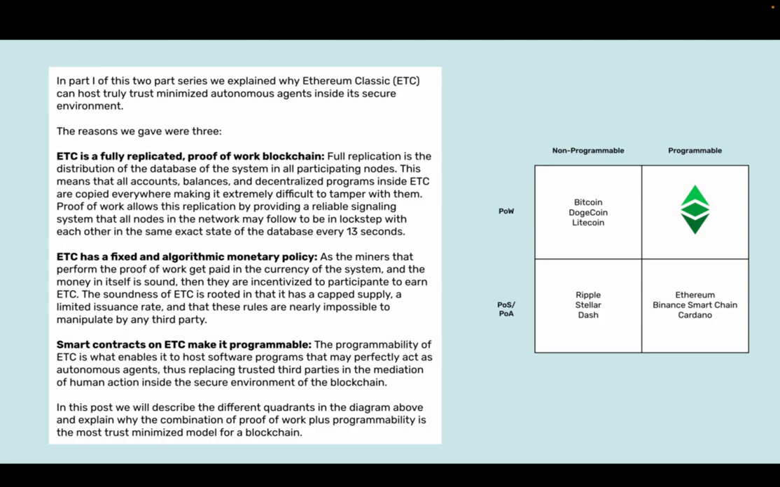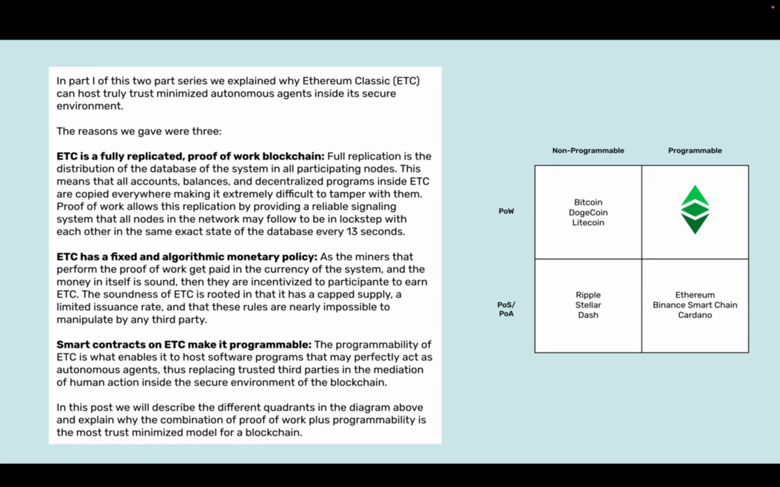ETC has a fixed and algorithmic monetary policy. As the miners that perform the proof of work get paid in the currency of the system, and the money in itself is sound, then they are incentivized to participate to earn ETC. The soundness of ETC is rooted in that it has a capped supply, a limited issuance rate, and that these rules are nearly impossible to manipulate by any third party.